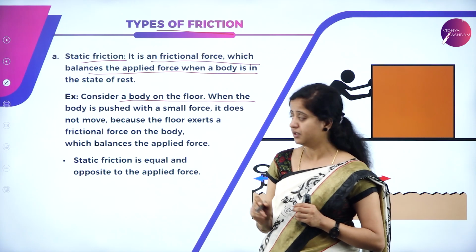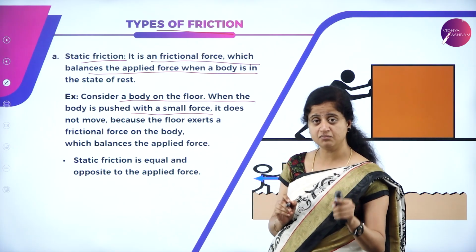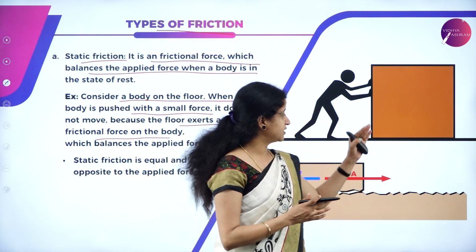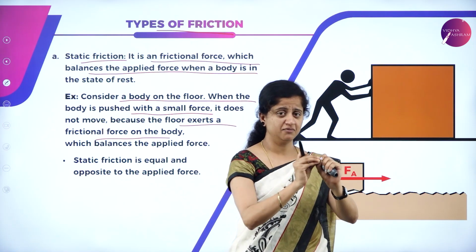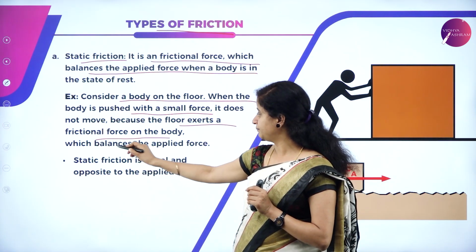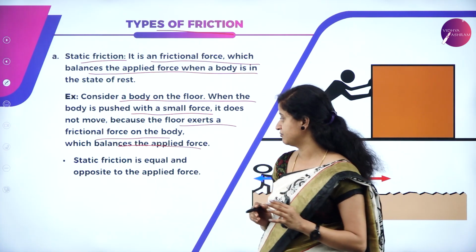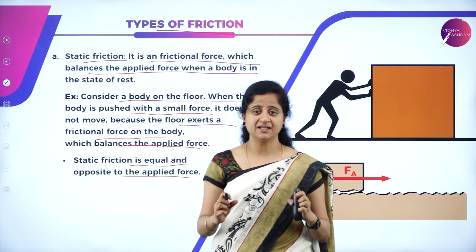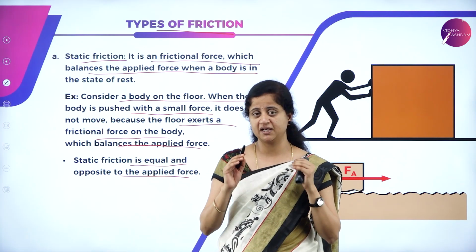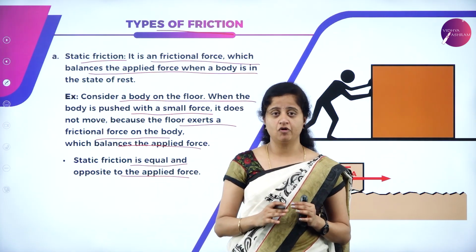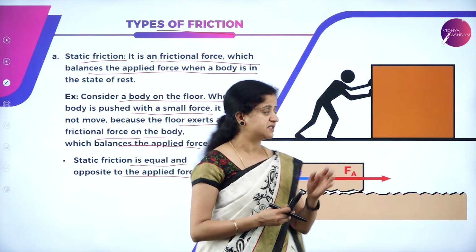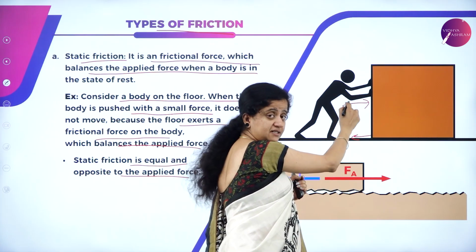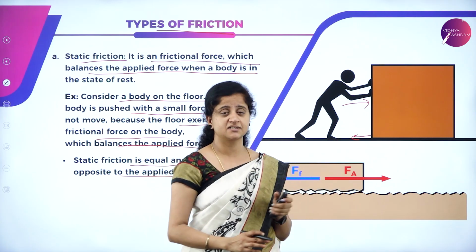Consider a body on the floor. Whenever the body is pushed with a small force, it doesn't move. Why? Because the floor exerts a frictional force on the body. Since there is a frictional force between these two, if we apply a small amount of force, the body will not be displaced. So this frictional force balances the applied force. Static friction is always equal and opposite to the applied force. Static friction means the friction when the body is at rest. It is always equal and opposite to the applied force. Because the static friction generated will be opposite to the applied force, and since these two forces are equal, the body will not change its state of rest.